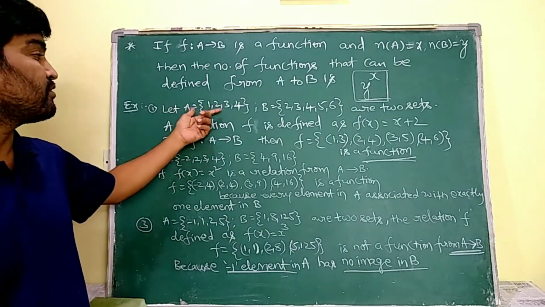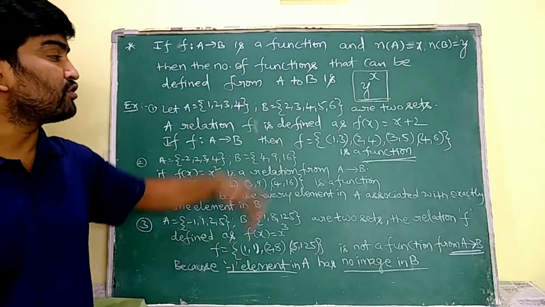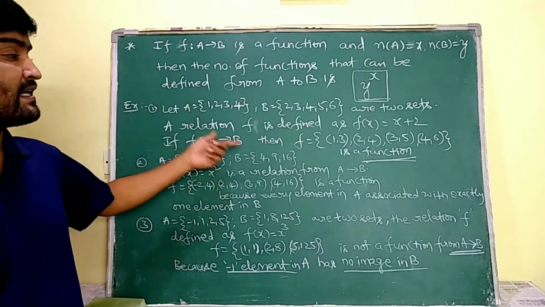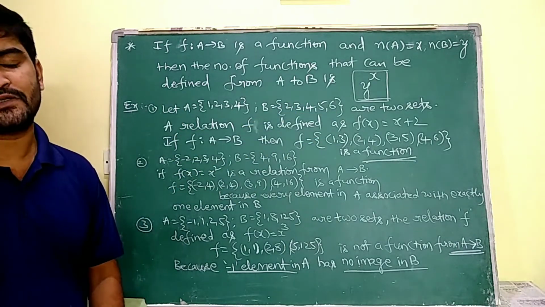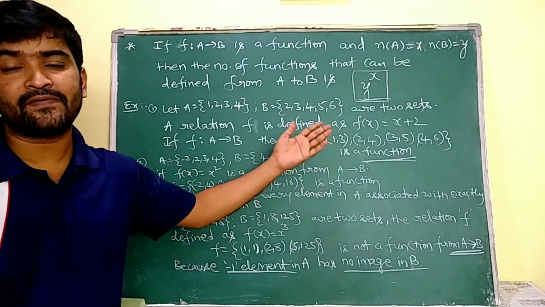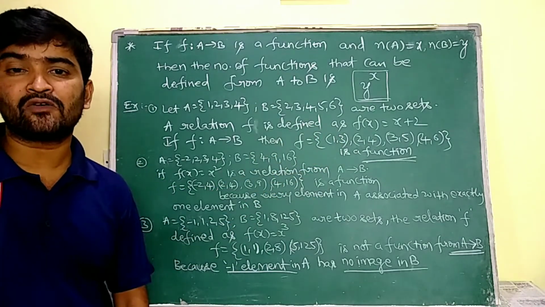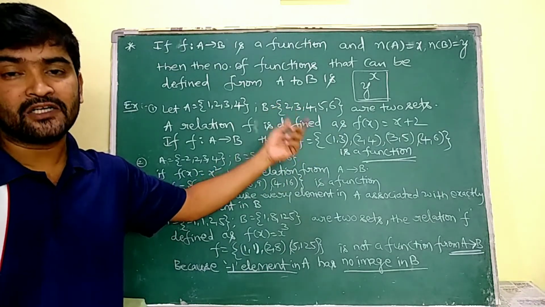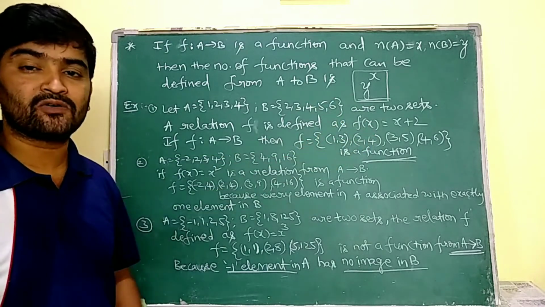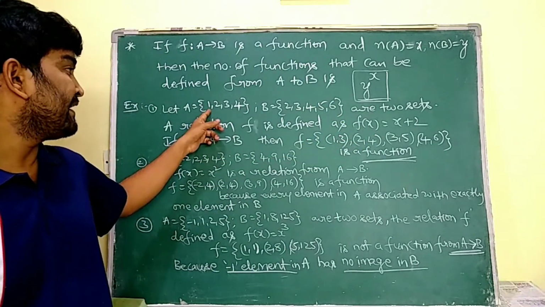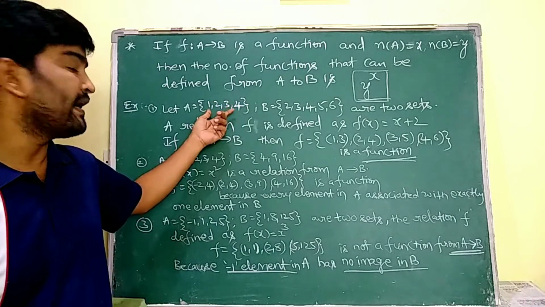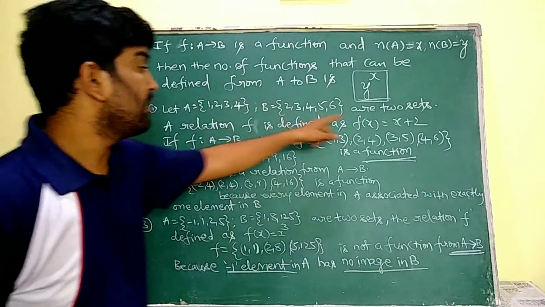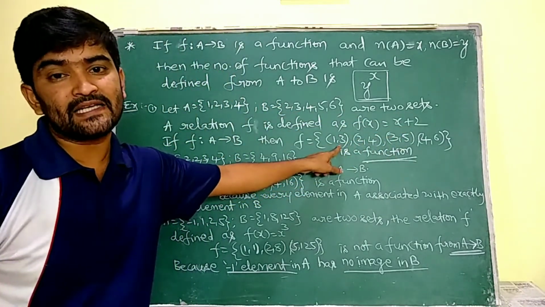See, let A is equal to the set {1, 2, 3, 4} and B is equal to the set {2, 3, 4, 5, 6}. Let us take f as a relation defined as f of x is equal to x plus 2. Initially, f of x is equal to x plus 2 is a relation. Now we are going to check whether it is a function or not. Let us find the ordered pairs of the given relation f of x is equal to x plus 2. For the domain 1, 2, 3, 4, we have to find its images. For 1, if I place 1 in the place of x, then 1 plus 2 is equal to 3. So (1, 3) is a mapping.